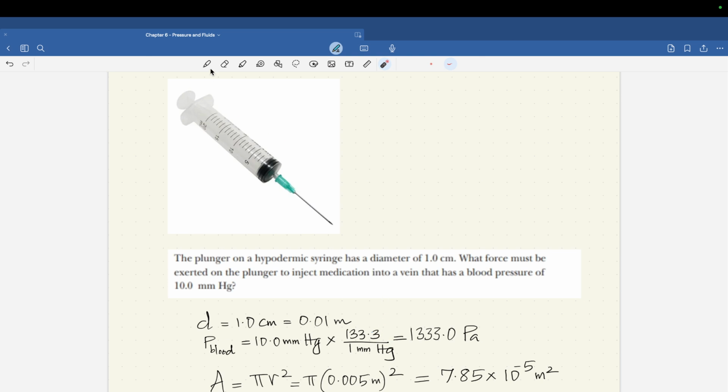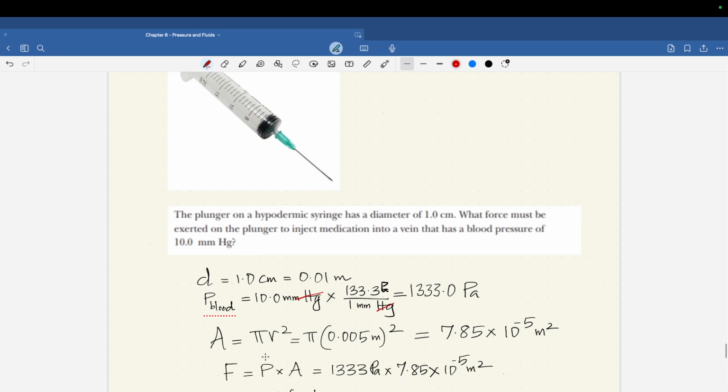So I should have written pascal there, and I will try to write with the mouse now. Okay, so 133.3 pascals divided by 1 millimeter of mercury. So that's why you see the millimeter of mercury gets cancelled, and you have your answer in pascals, which is 1333. So that's the blood pressure at the vein.